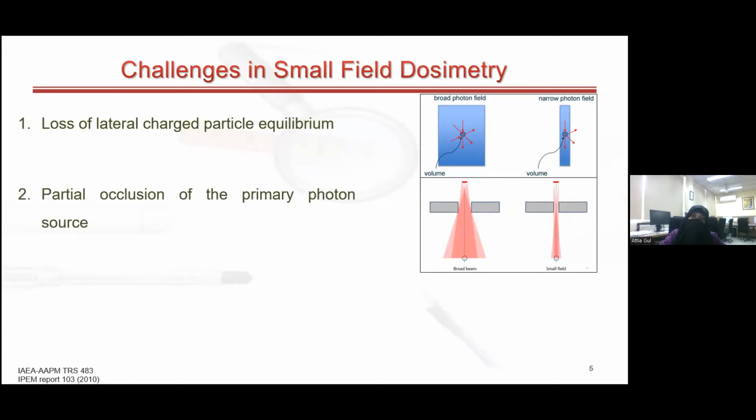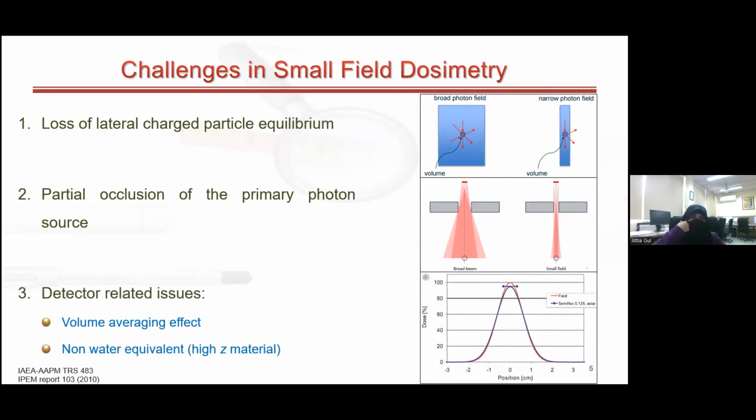There is another condition, that is partial occlusion of the primary photon source. It is a machine-related situation that may vary from machine to machine. We see in small fields, the radiation source is partially blocked by the collimators, due to which there is an overlapping of penumbra. In any dosimetry, we need to have a uniform fluence, a uniform beam. But this condition is lost in small fields due to overlapping of penumbra. So again, this is a challenge.